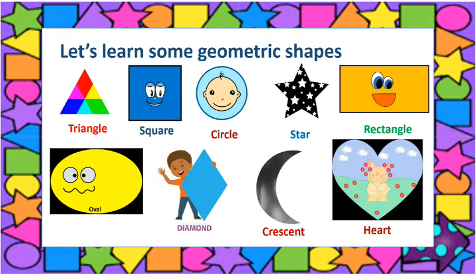Can you name some of the geometric shapes? Some examples of geometric shapes are triangle, square, circle, star, rectangle, oval, diamond, crescent and heart. These are some of the geometric shapes.